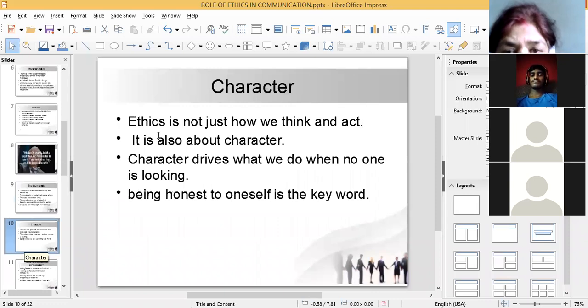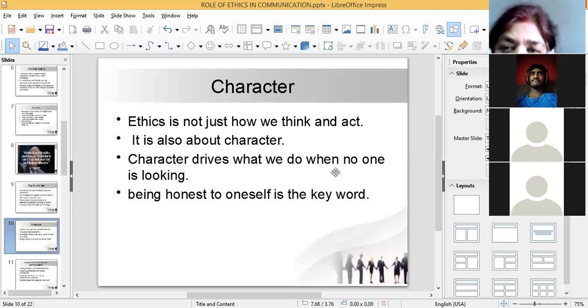Ethics is not just how we think and act. It is also about character. Character drives what we do when no one is looking. Now, when nobody is around, your parents will tell you to study and you are alone. If you have that kind of character, you will do what is right. You will sit and study. It's not that when the cat is away, the mice will play. No. You must always do the right thing.